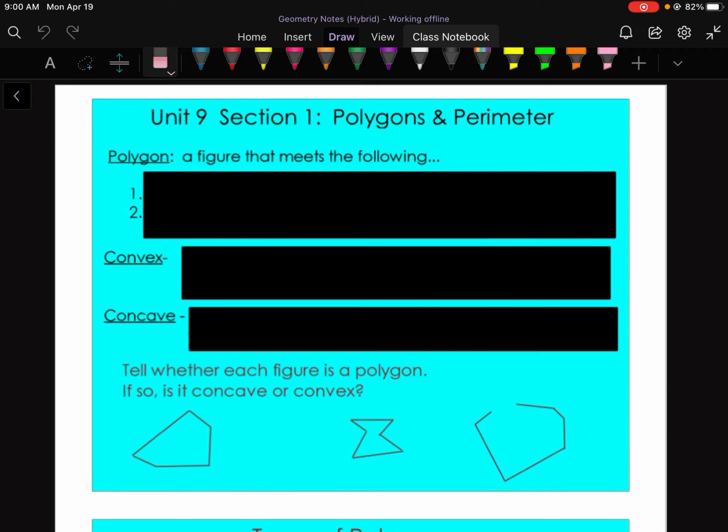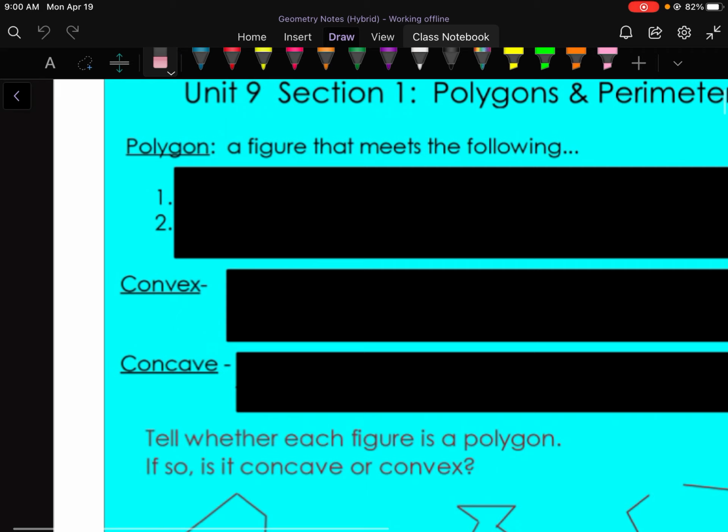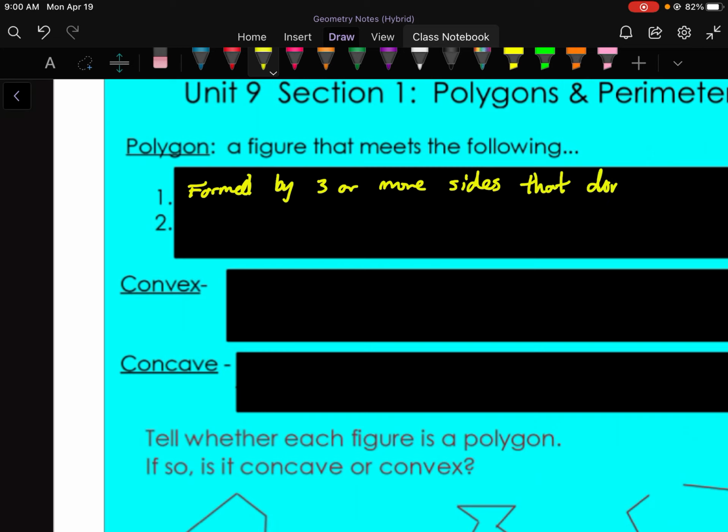So a polygon, first of all, is a figure that meets the following. Number 1, it has to be formed by 3 or more sides that don't cross. And also, it has to be a closed figure, so no open ends. That's all that means. There are two types.